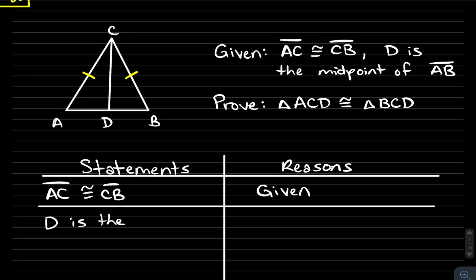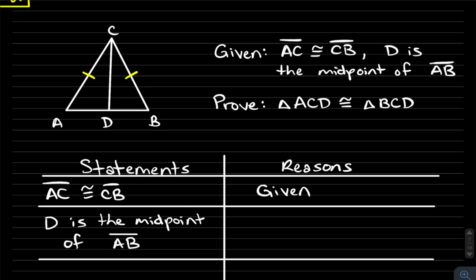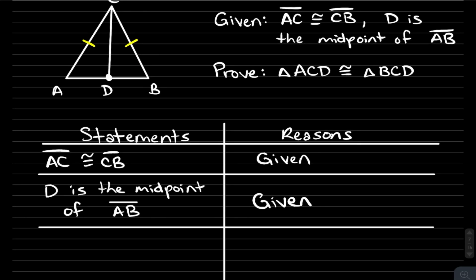D is the midpoint of segment AB. The reason for that is because it is given. Okay? Now, does this tell us anything? Well, yeah. Remember in the last problem, if this is the midpoint, then that means that this segment right here is going to be congruent to this segment. They're the same length. And so we'll write that down. Segment AD is going to be congruent to segment BD.